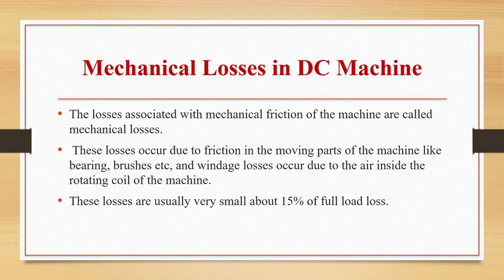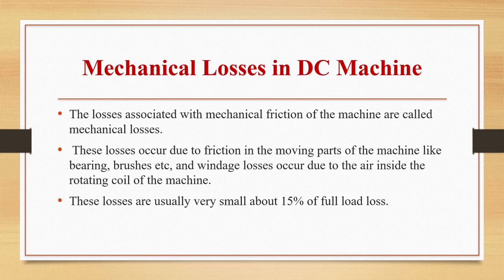Now let us see the next losses, mechanical losses. These losses are associated with the mechanical friction of the machine, and these mechanical losses occur due to friction in the moving parts of the machine like bearings, brushes, etc. And windage losses occur due to the air inside the rotating coil of the machine.